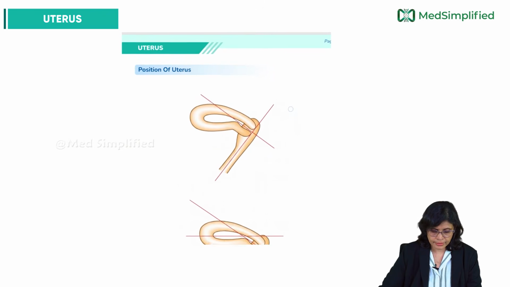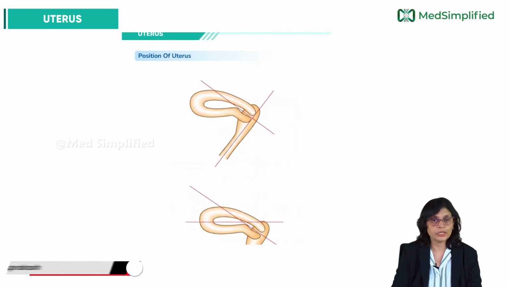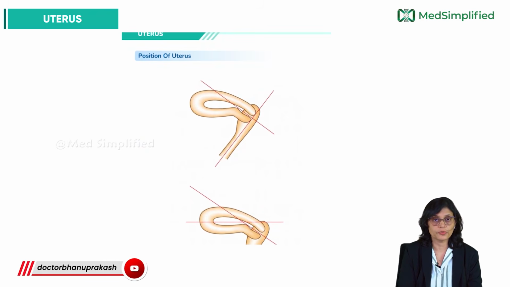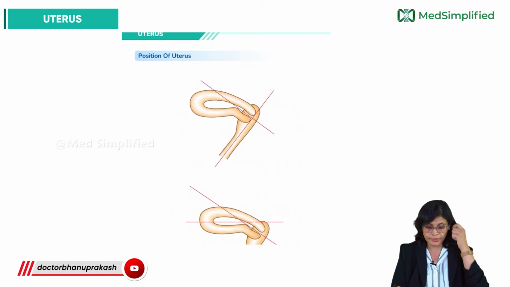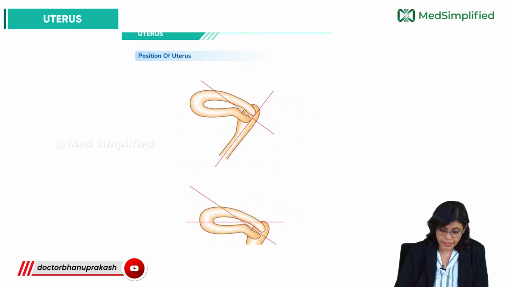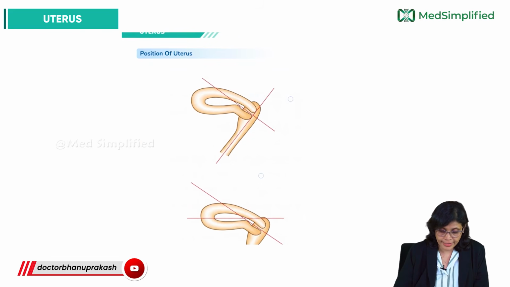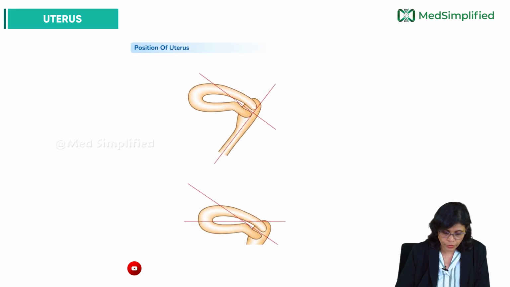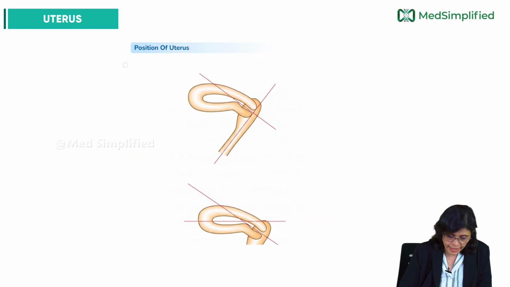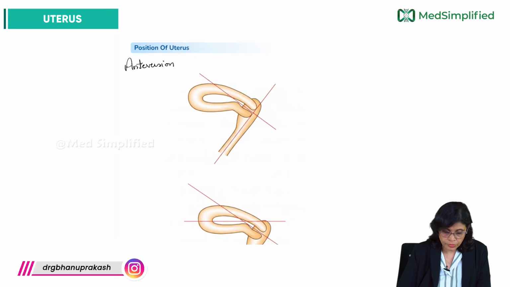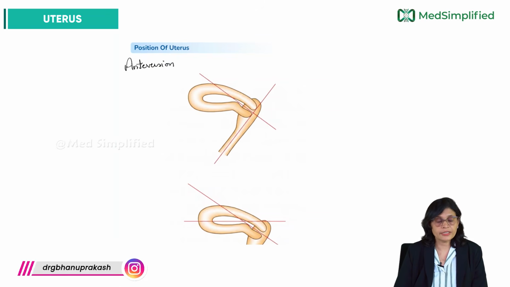So let's look at the position of the uterus. What is the normal position of the uterus? We say it is anteflexed and anteverted. So what is this anteversion and anteflexion?